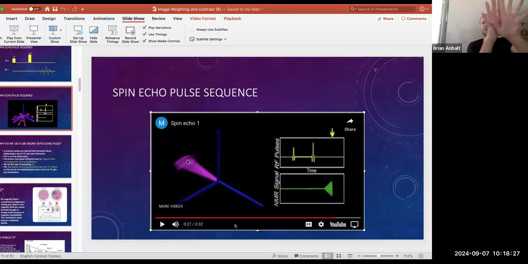The 180-degree refocusing pulse flips it through the transverse plane. Now, the slow ones are in front of the fast ones, right? So what happens when the slow ones are in front of the fast ones? They eventually catch up.